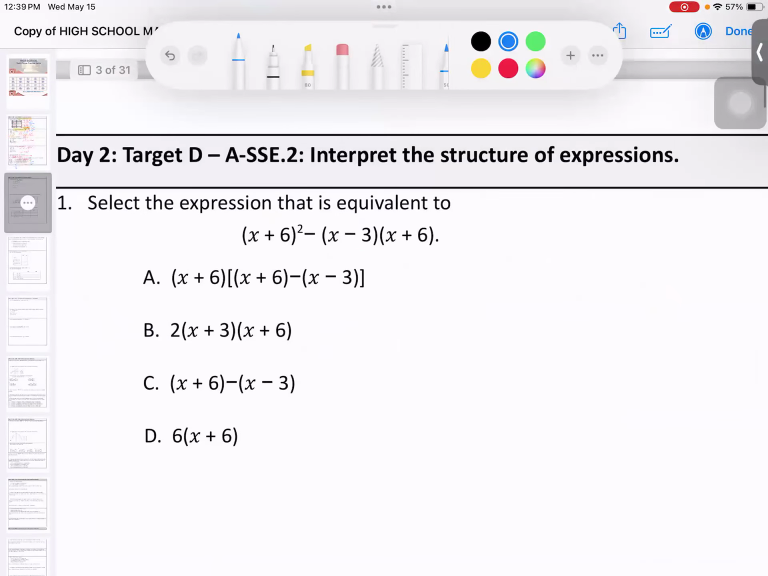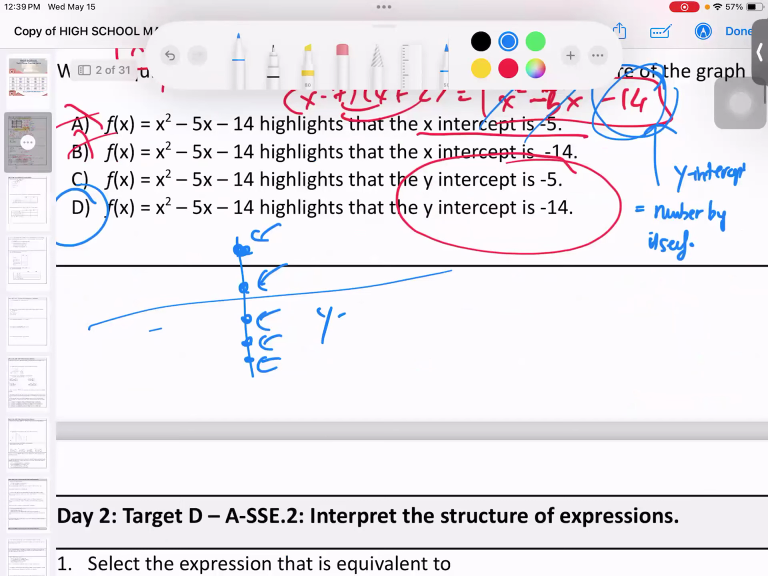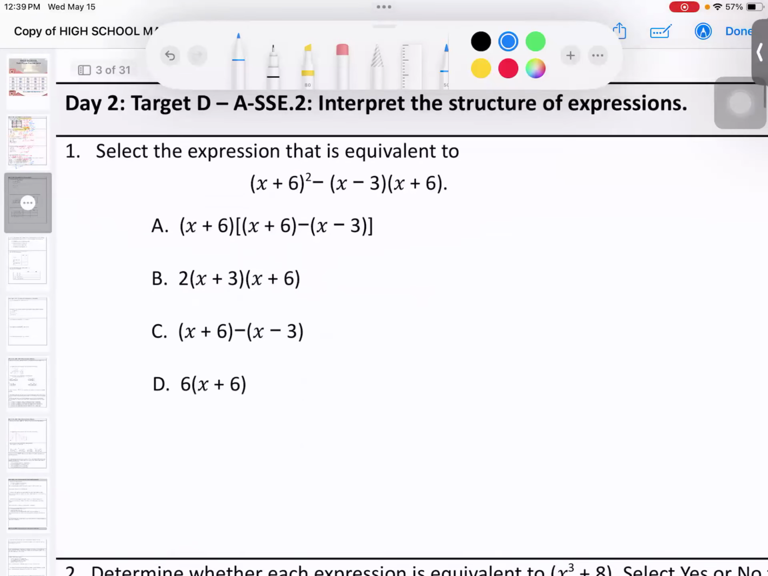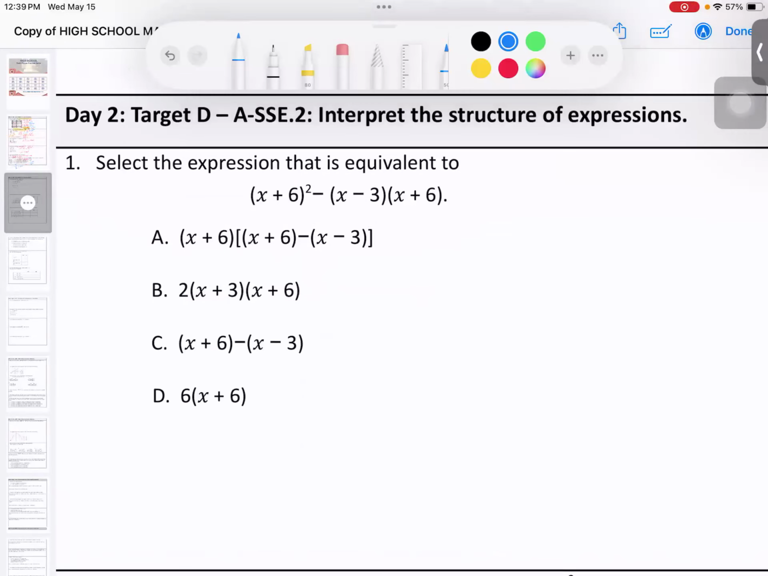All right. Maybe I can email you this one. All right, day 2. We're going to go up to day 3. Okay. All right. Select the expression that is equivalent, again. How are we going to do this? Let's go. A, B, C, D. Yeah, it's going to replace the homework.